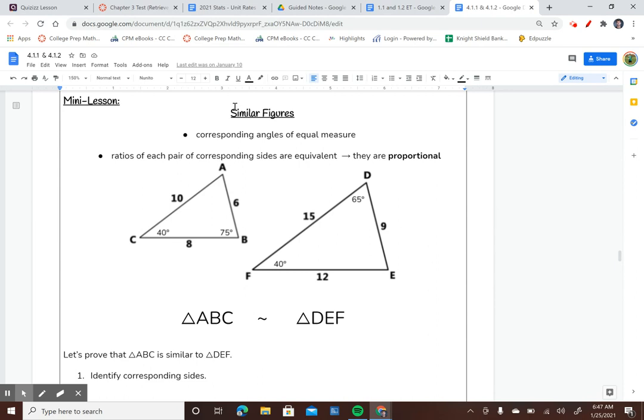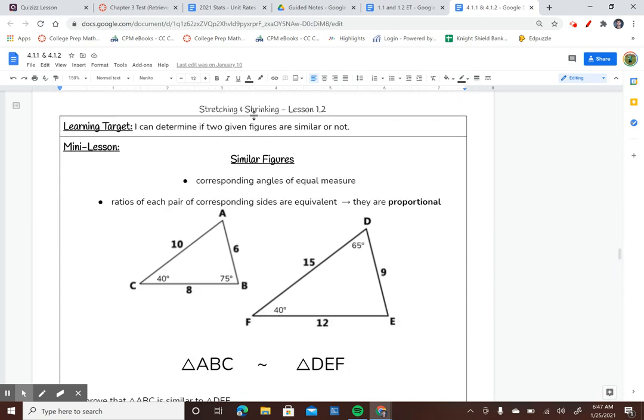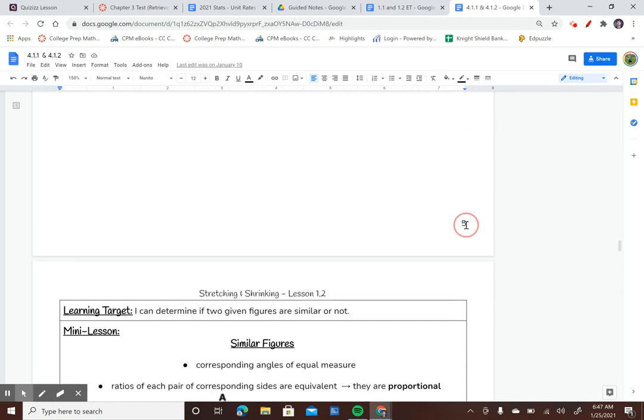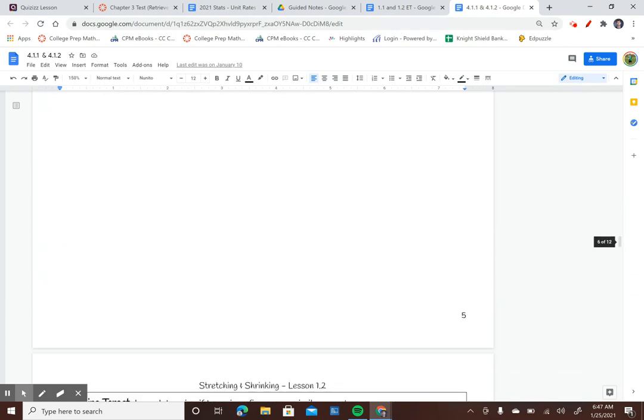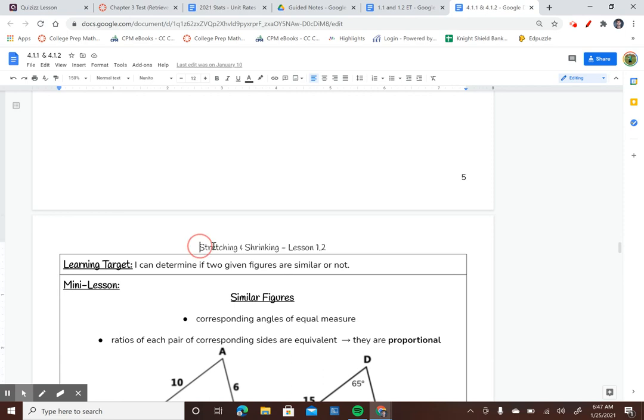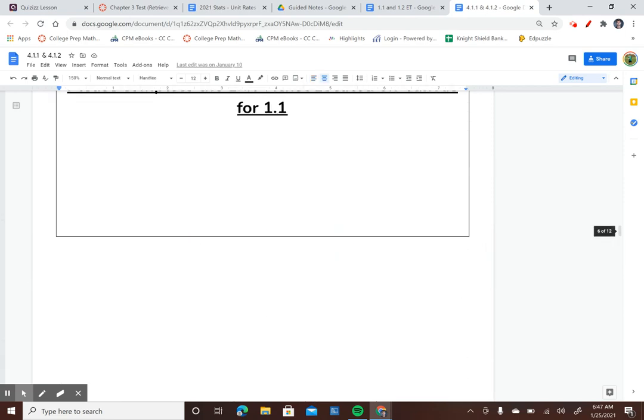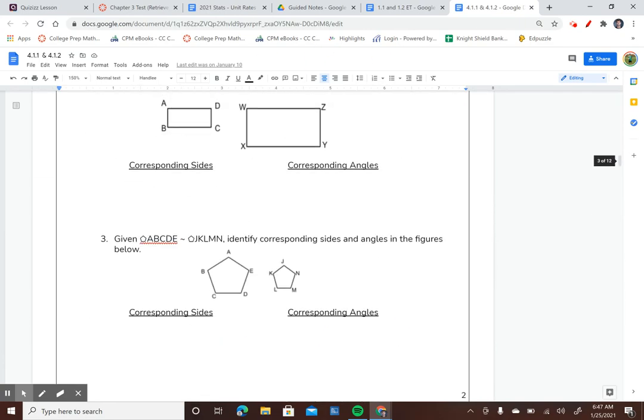And then here we're going to be taking a look at similar figures, okay? So you're going to stop once you get to 5. That's your goal to get through at the beginning of class. And then we're going to move on to a second lesson here, which is I can determine if 2 given figures are similar or not. All right, go ahead, take some time.